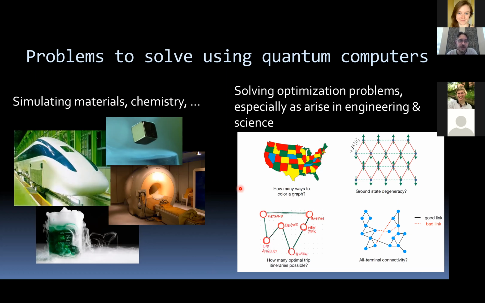Okay, so is this kind of broad overview of what I'm going to talk about clear? Does anyone have questions here?